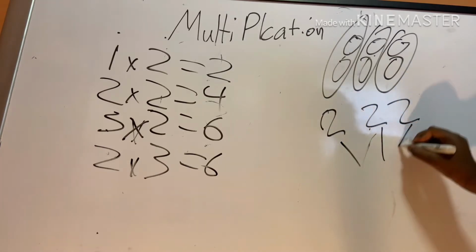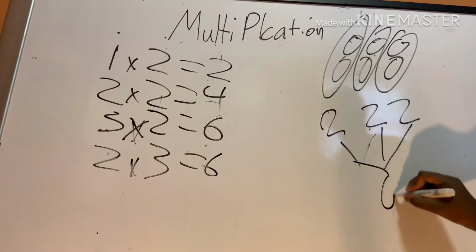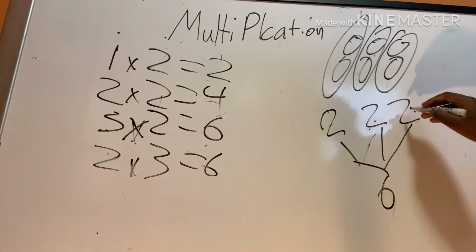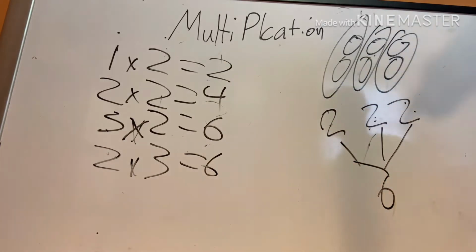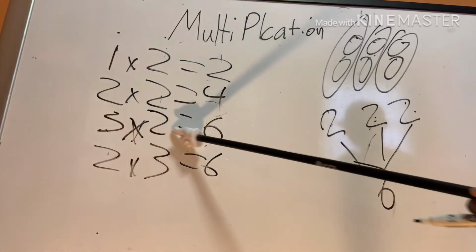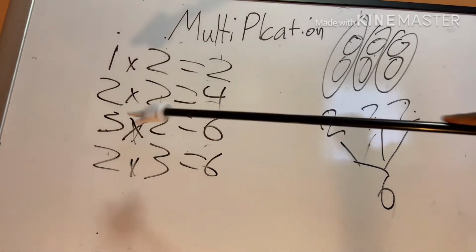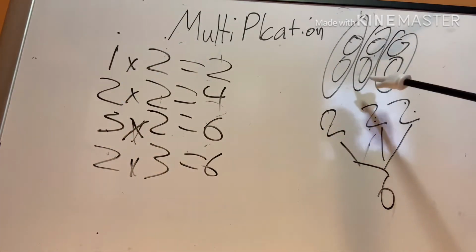2 plus 2 plus 2 would equal 6. So these would be 2, or 3 2s. And that's what that one would show. Over here, this first sentence, or a multiplication sentence, would show you having 3 groups of 2.